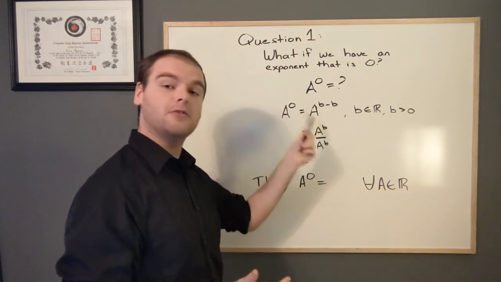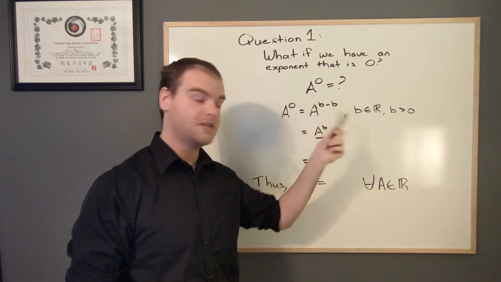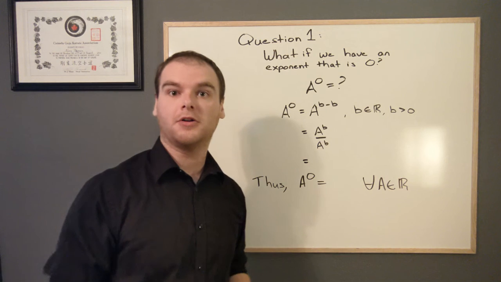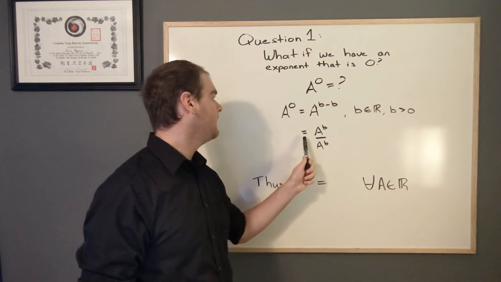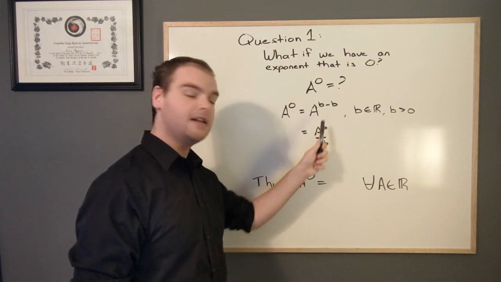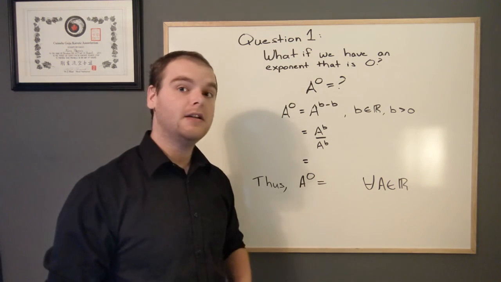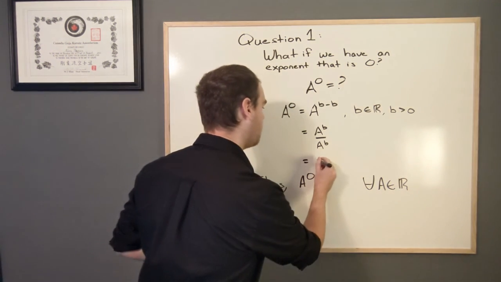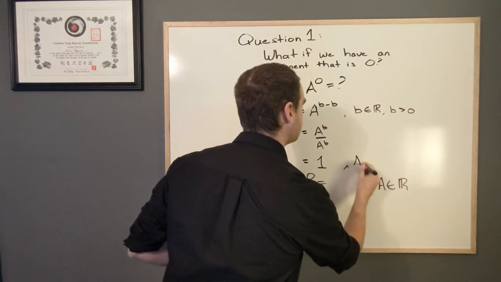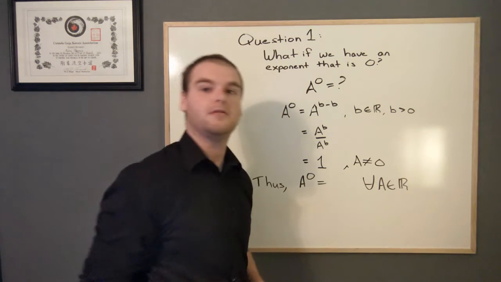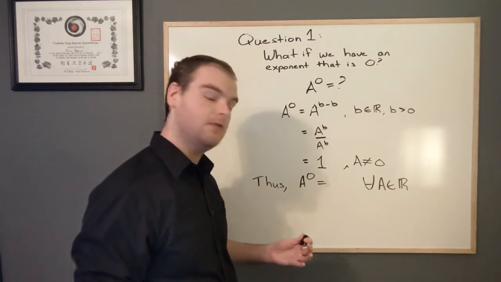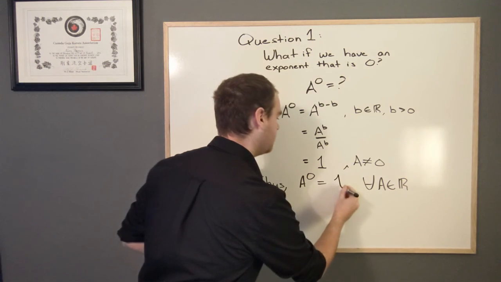So if we have an exponent that is 0, well, we can write 0 as being the subtraction of the same number. I've put here that b is a real number and b is greater than 0, so it matches up with our current definition of exponents. But using our exponent rules from last time, we can write a to the b minus b as a to the b divided by a to the b. And when we divide something by itself, no matter what it is, except for 0, we get 1, so long as a is not 0. So for any base that isn't 0, that base to the exponent of 0 is 1.